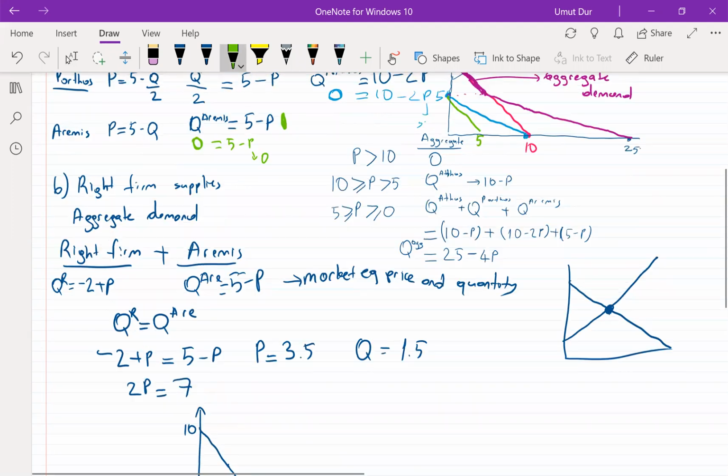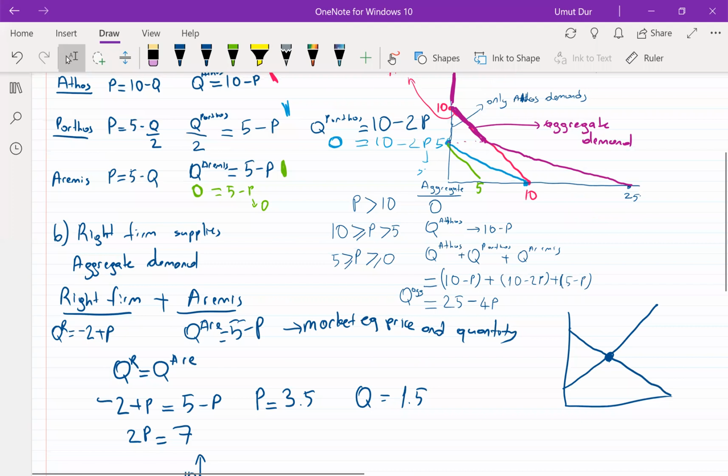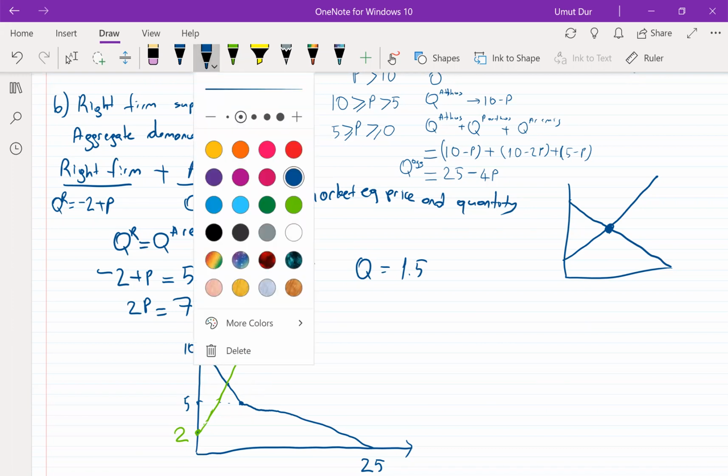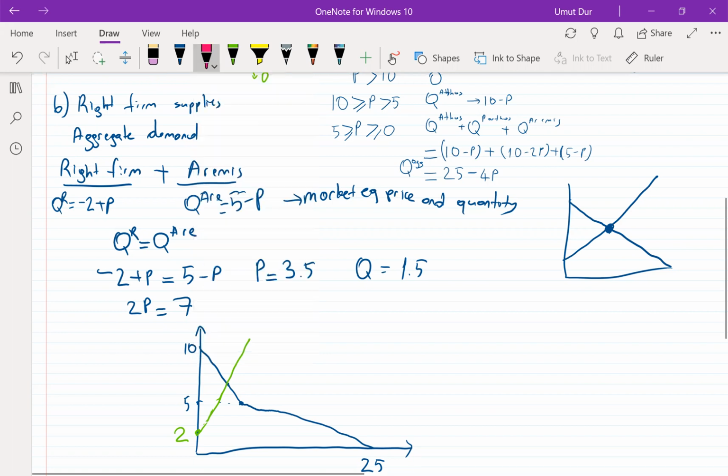And the supply. What do I know about the supply? Basically the supply is starting from 2. But can I be sure that the supply goes like this, or it goes like this? Can I be sure at this point?